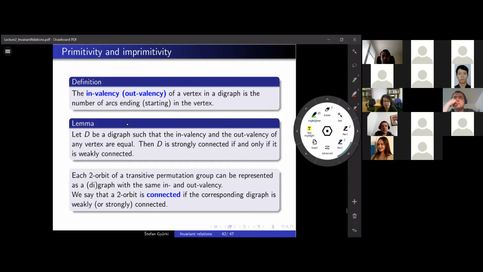Now, why are we doing this? As we have seen, each 2-orbit of a transitive permutation group can be represented as a graph or digraph, and since the group is transitive, these digraphs will have the property that the invalency and outvalency of each vertex is the same. So there is sense in considering whether a 2-orbit is connected or not, in the sense of whether the corresponding digraph is connected in the weak sense.